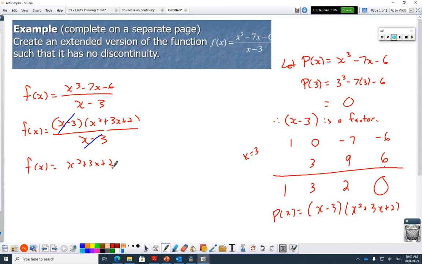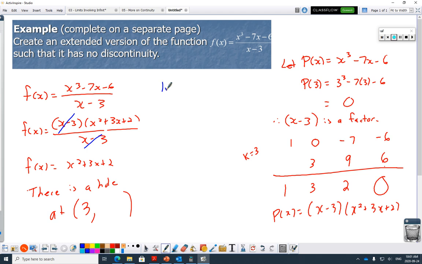So I've got a hole in this function. There's a hole at three comma. How do I find out where the hole is? Yeah, plug it into this remainder that we got here.